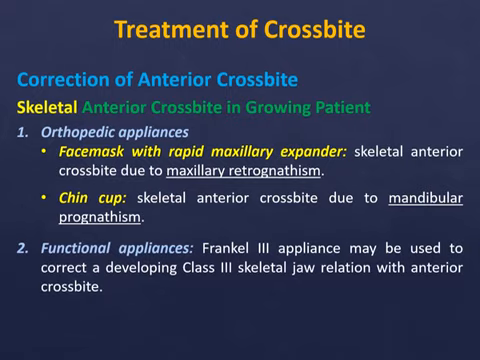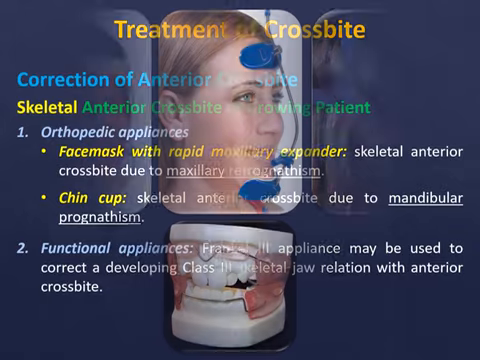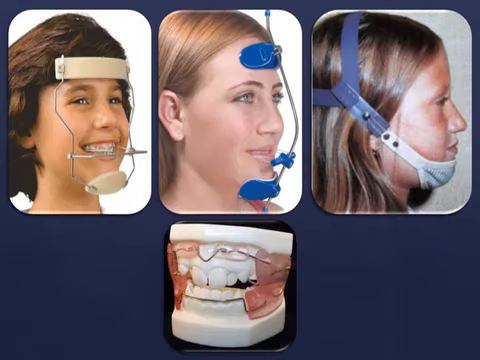skeletal class 3 with anterior crossbite. Options: this is a face mask, which is a Delaire type, and this is also a face mask called a PT type. This is a chin cup, and this is Frankel 3.